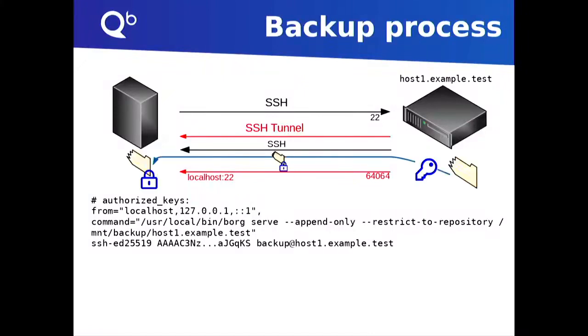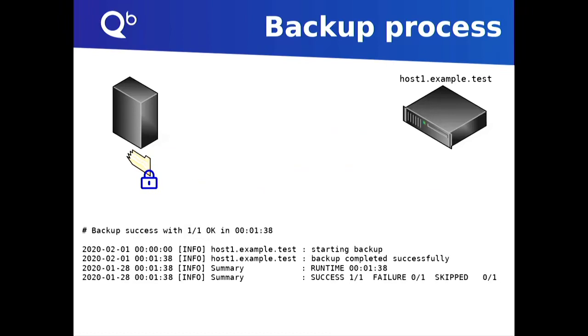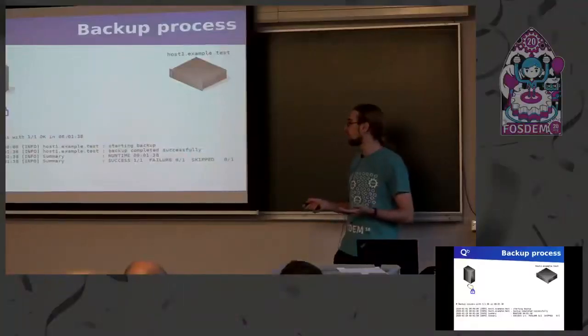So then the connection is established. Borg serve is running here. Borg is running here. They can exchange data, which is encrypted, of course, with the encryption key that is present on the host that needs to be backed up. And then the script, once the backup is finished, sends us an email. So, for example, we started the backup, it completed successfully. We don't have any errors. It spent this time backing up, and so we have only success. We don't have failure or skipped host.